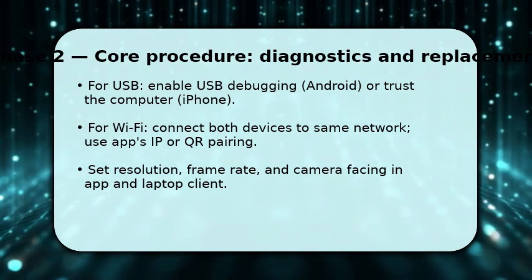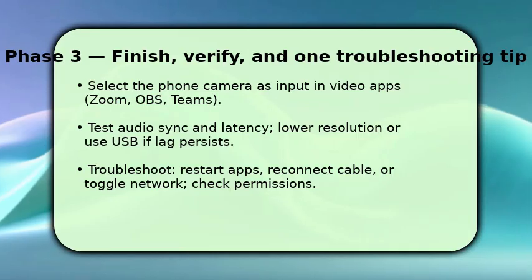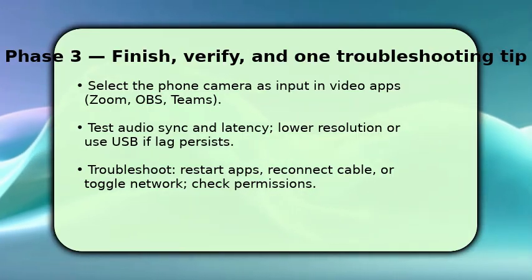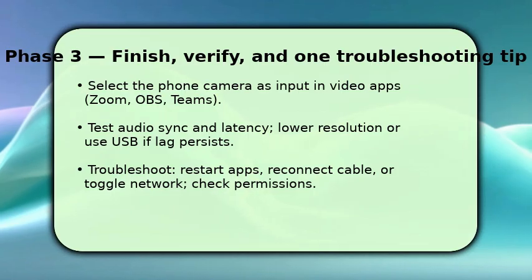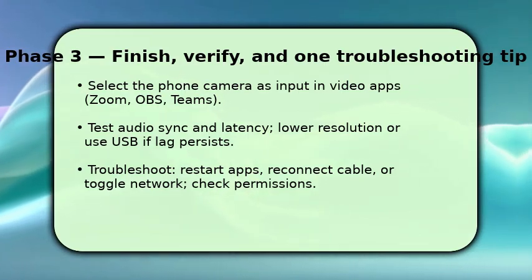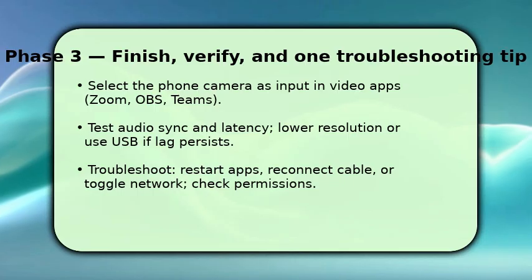Finish by selecting the phone as the video input in your conferencing or streaming app. Look for the virtual camera or device name. Then run a quick test. Check audio sync, observe latency, and adjust resolution if necessary.